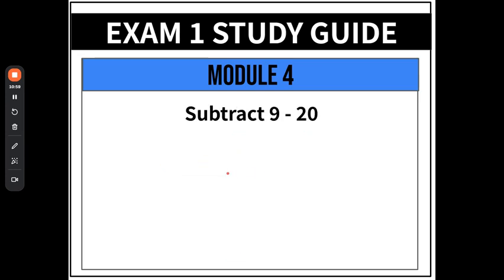Okay, what about 9 minus 20? So we've got a subtraction sign here, but it's before the bigger number. So is our answer going to be positive or negative? Well, it's going to be negative because the negative sign's in front of the bigger number.